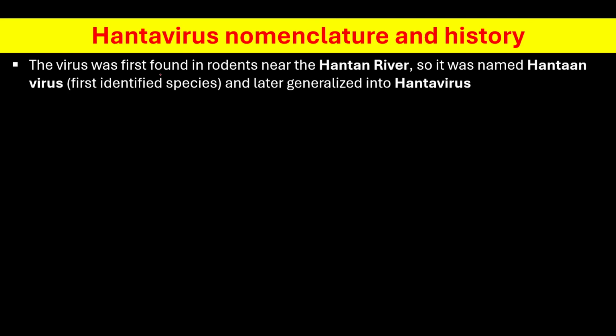The hantavirus nomenclature and history. The virus was first found in rodents near the Hantan River, so it was named Hantan virus. This is the first identified species of hantavirus, and later generalized into the group hantavirus.